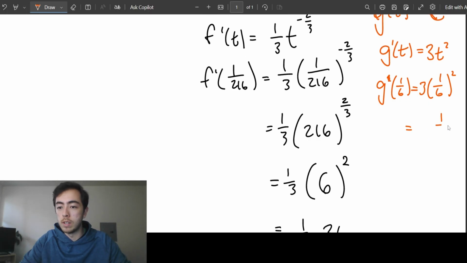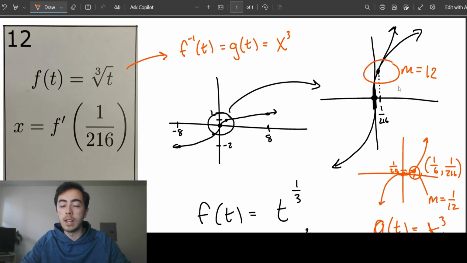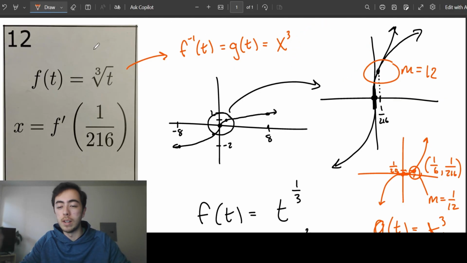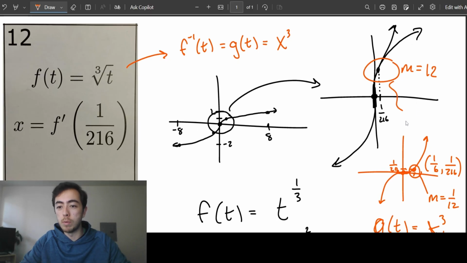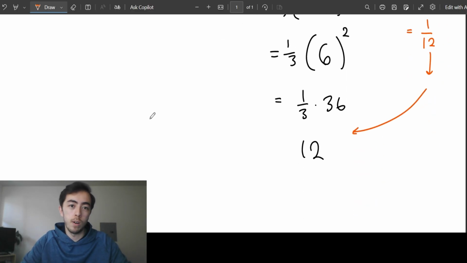1/6 squared is 1 over 36. Times that 3 gives us 1/12. And then finally, we can use that idea that I erased over here, where the slope of the inverse function and the original are going to be inverses of each other at these corresponding points. So I could just flip this 1/12 and I would get the 12 that I got before.